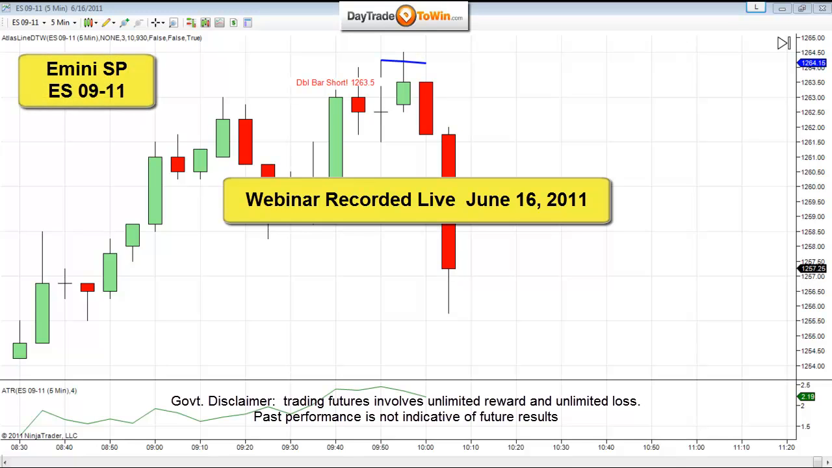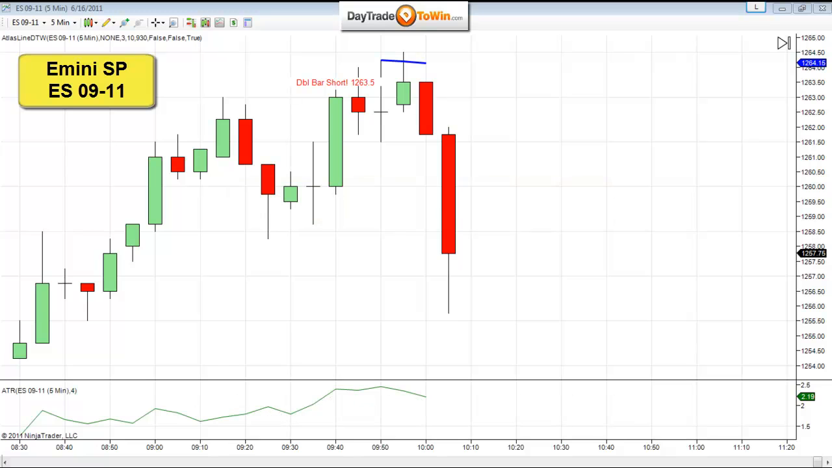Those of you who don't have the Atlas line, all the orders are the same regardless of whether we're using TradeStation, NinjaTrader, or eSignal. Those of you who have the Atlas line, hopefully you took advantage of this short here at 1263.50. Why is it 1263.50? I explained this in the webinars that I give. I want you to understand why these orders exist.